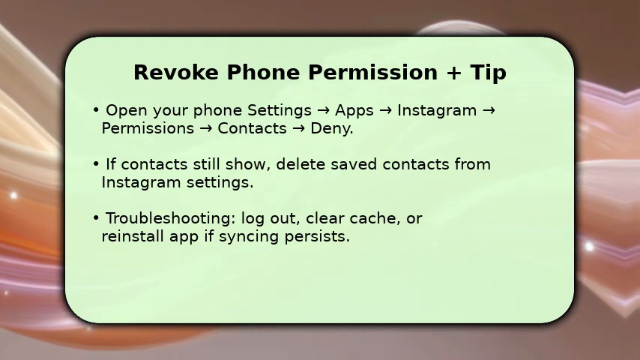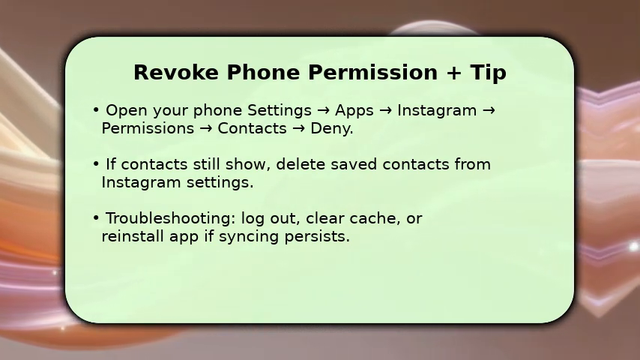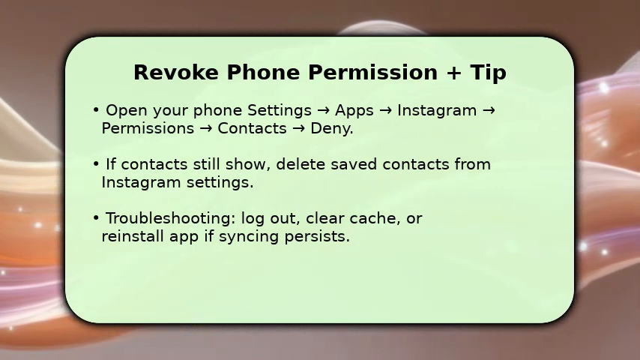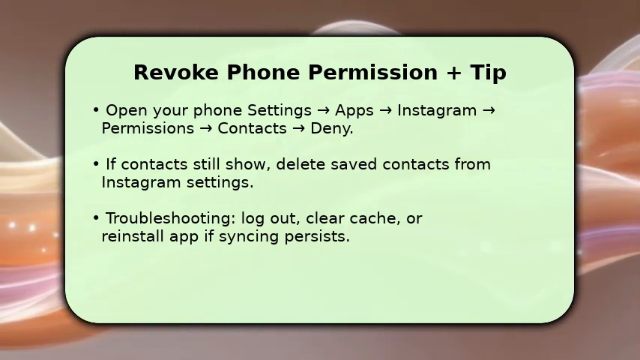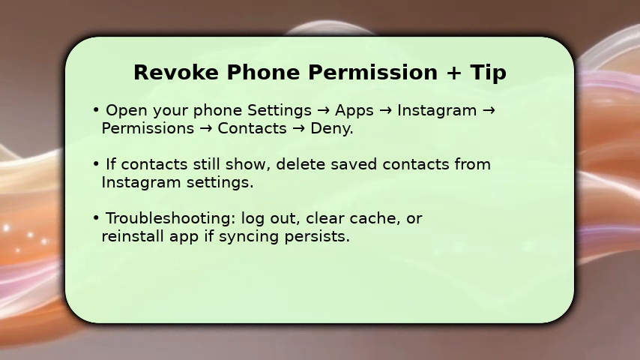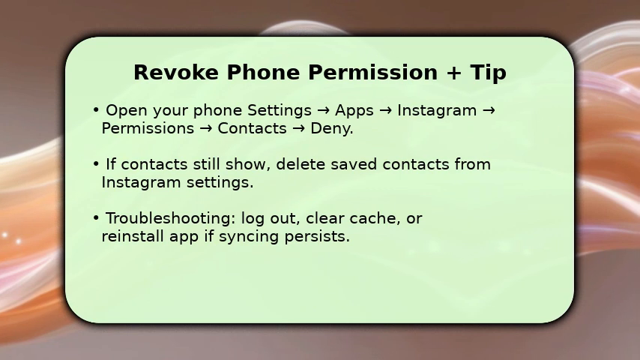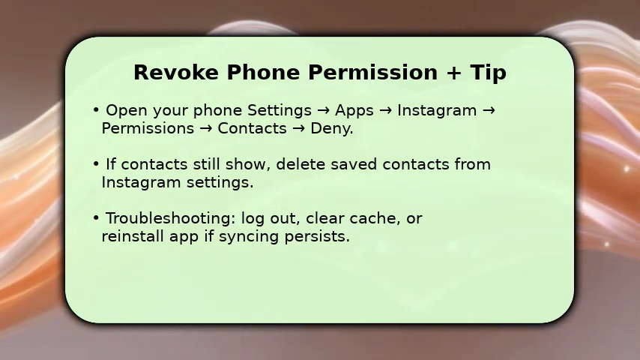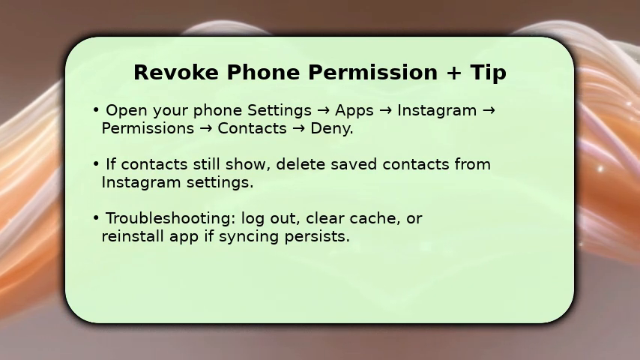If Instagram still suggests people from your address book, return to Instagram's data or contact settings and choose Remove Saved Contacts to purge previously uploaded entries. If syncing persists, try logging out and back in, clearing the app cache, or reinstalling the app. Those steps refresh permissions and often resolve stubborn sync.